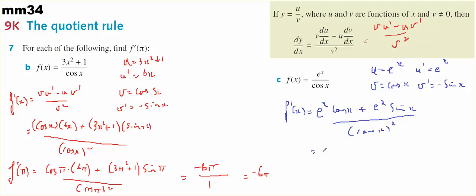which is e to the pi. So f dash of pi, cos of pi is negative 1, plus e to the pi times 0, over negative 1 all squared, equals negative e to the pi.